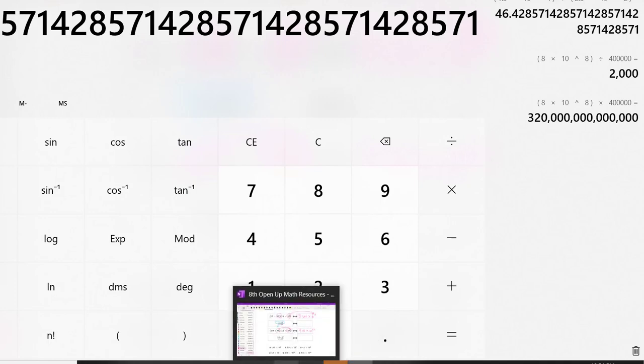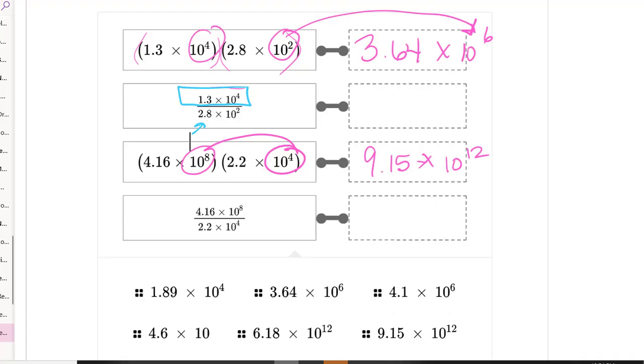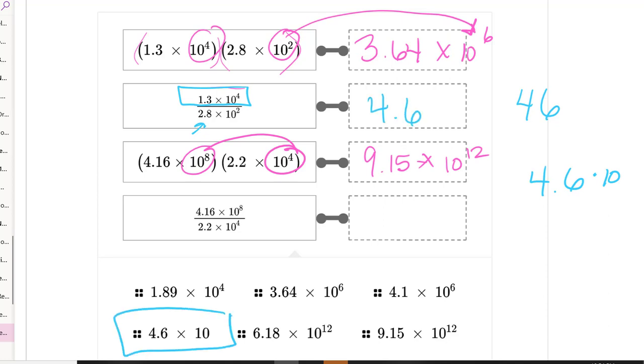Alright, so I got 46 and a whole bunch of stuff. So 46. Now that's not in scientific notation. So if I put it in scientific notation, it was a whole number, multiply it by 10 to get there. So that one goes here, 4.6 times 10 to the first, but we don't write that.